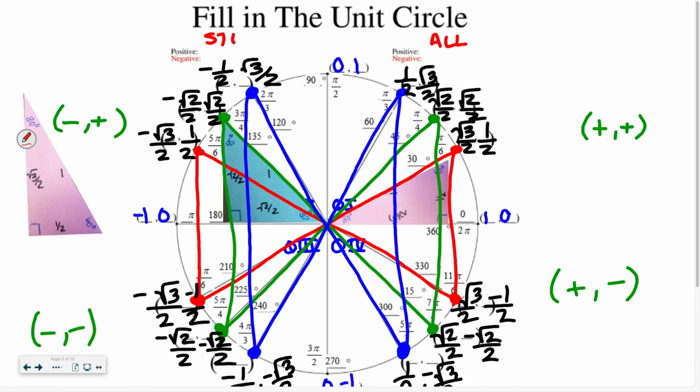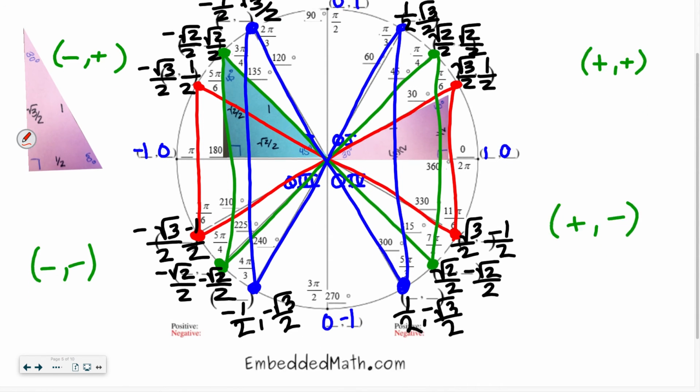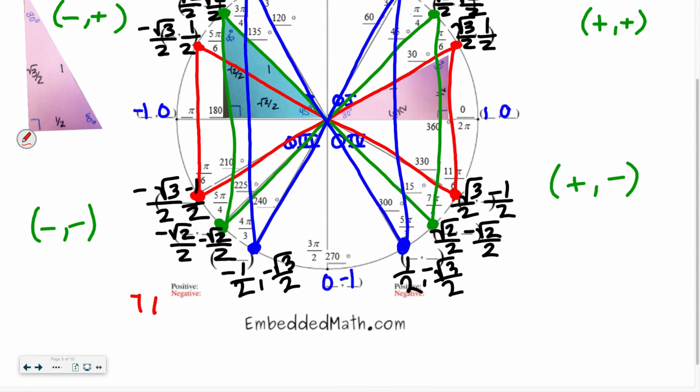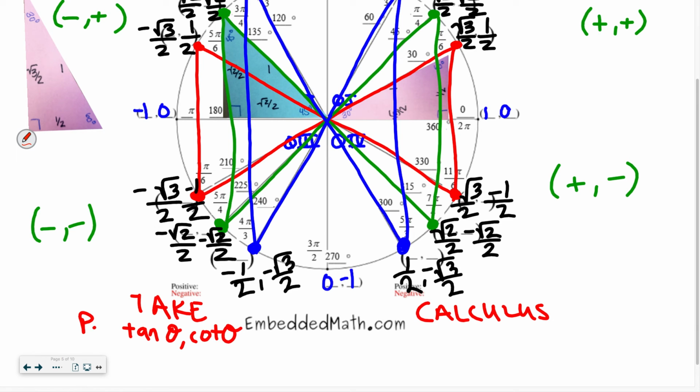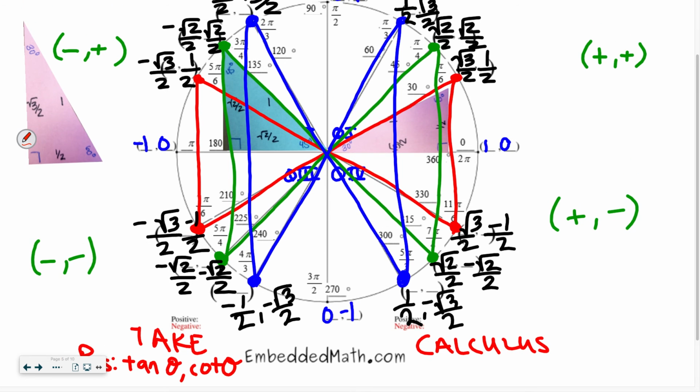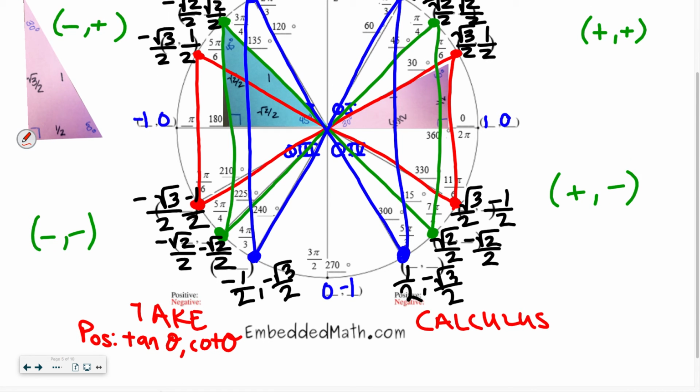All students take calculus. Okay, it really goes with those positives and negatives. If you want to actually write out which ones are positive and negative where it says that, you can. So like this one is tangent and cotangent are positive. Everything else is negative.